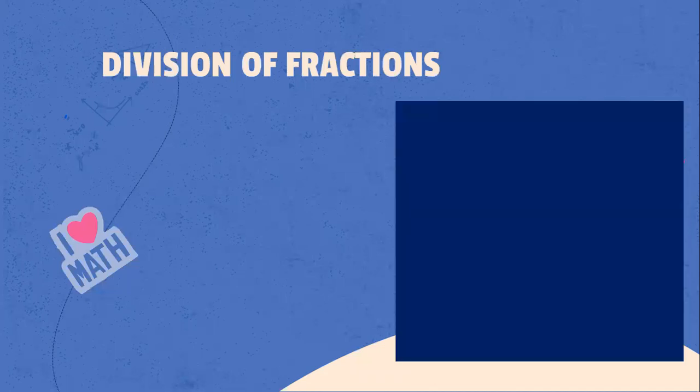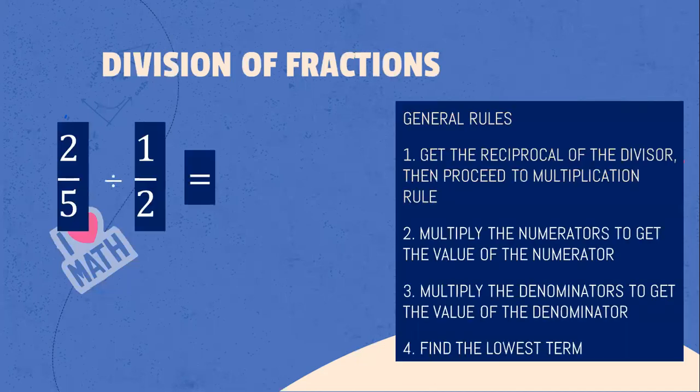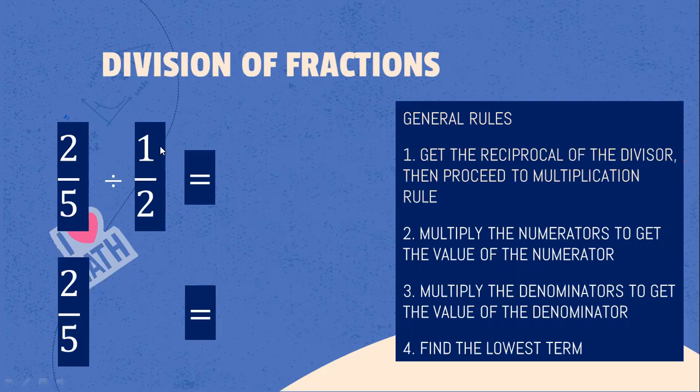Let's try this one. What is 2/5 divided by 1/2? Let's follow the rules. Number one, get the reciprocal of the divisor. Okay, 1/2 is our divisor. When we say reciprocal, the numerator will become the denominator and the denominator will become the numerator. So 1/2 will become 2/1. The reciprocal of 1/2 is 2/1.